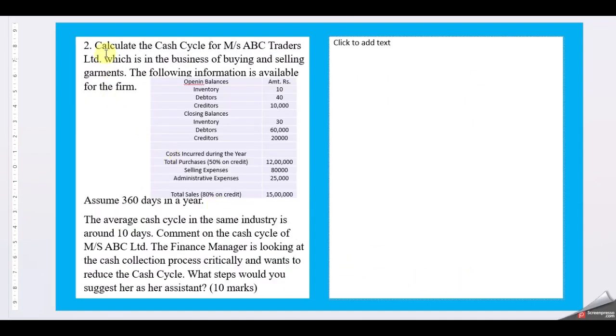Okay. Question 2. Calculate the cash cycle for ABC Trader Limited, which is in the business of buying and selling garments. The following information is available for the firm. So these are the information with their amount mentioned. Assume 360 days in a year. The average cash cycle in the same industry is around 10 days. Comment on the cash cycle of ABC Limited. The finance manager is looking at the cash collection process critically and wants to reduce the cash cycle. What steps would you suggest to her as her assistant?